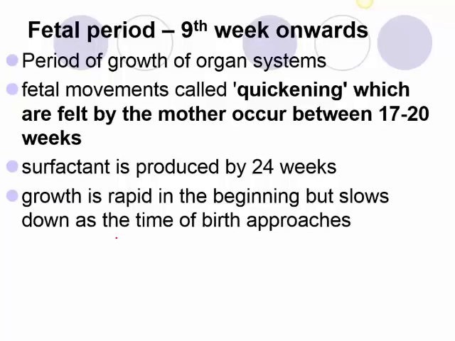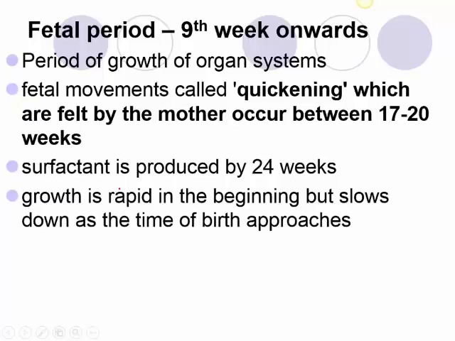Then after the embryonic period, we come to the fetal period, which is from the ninth week onwards. This is where the organ systems are beginning to grow in size. Also, fetal movements now occur quite vigorously, and these are felt by the mother. This is known as quickening. It occurs anywhere between 17 to 20 weeks of pregnancy. The first time a woman is pregnant, she will not feel the fetal movements until around 20 weeks. But second time onwards, she knows what to expect, so she feels it a bit earlier. So that's why we have this range of 17 to 20 weeks.